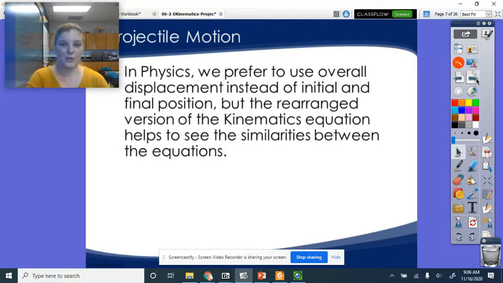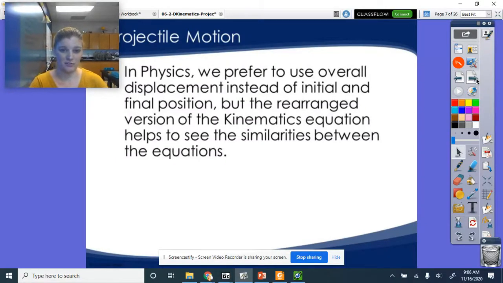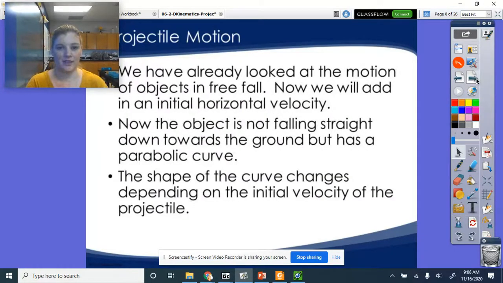So in physics, we actually prefer to use overall displacement instead of like just initial and final position, but we can just use that equation to see how it's going to relate to math. We will still use just our version of the kinematics equation where displacement is still put together. We know how things are going to free fall. So, cat knocking something off of a desk, somebody falling out of a plane, all those things, we just drop it and gravity pulls it down.